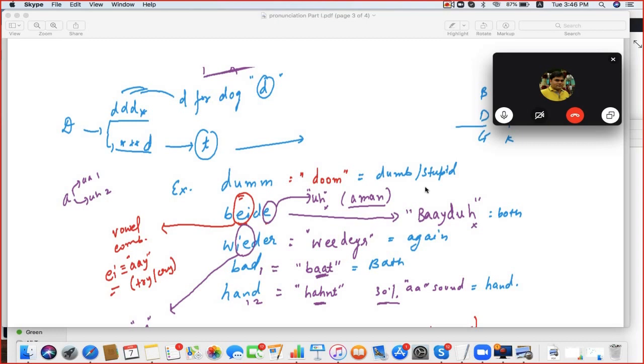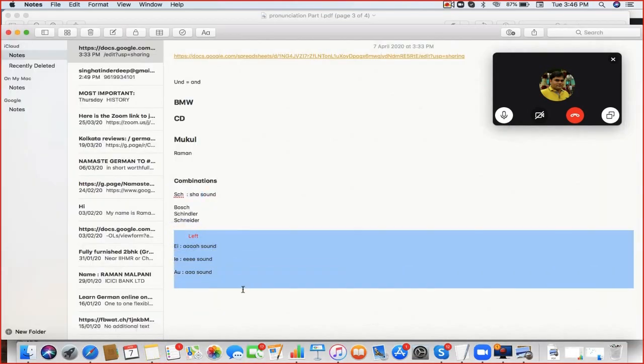P-E-I is by day? Yes, by day. EI is I. I told you one combination: EI is I and IE is E. See here, EI is the I sound and IE is the E sound.